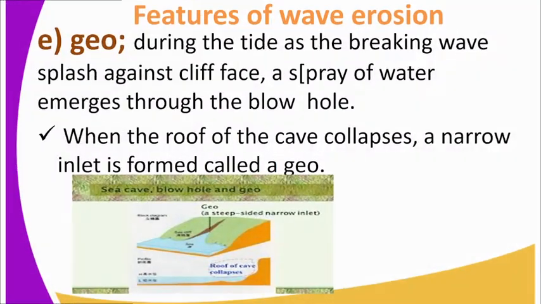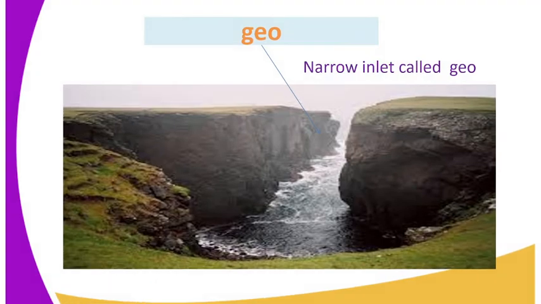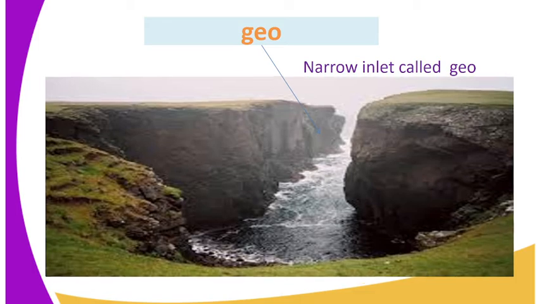The other feature is a geo. During high tide, as the breaking waves splash against the cliff face, a spray of water emerges through the blowhole. When the roof of the cave collapses, a narrow inlet is formed called a geo. The narrow inlet can clearly be seen, and that is what is referred to as a geo.